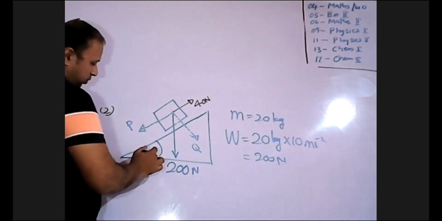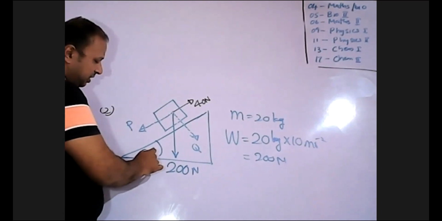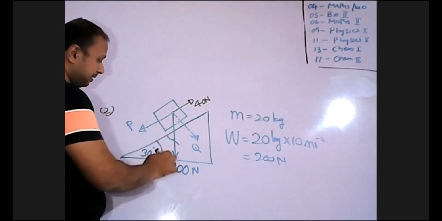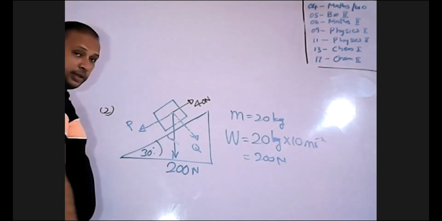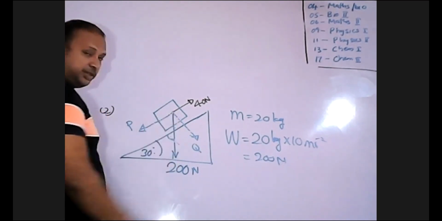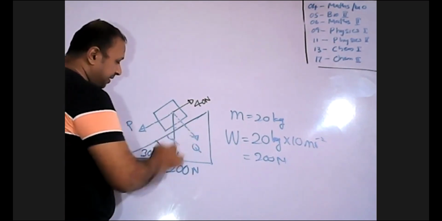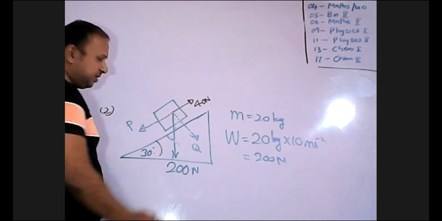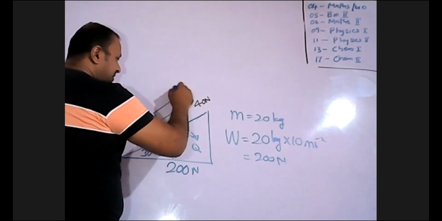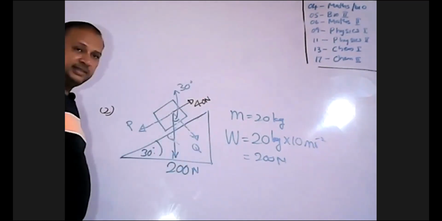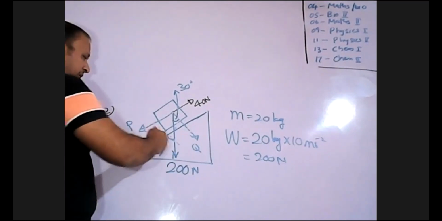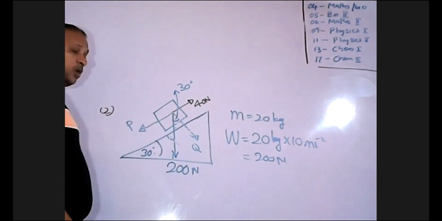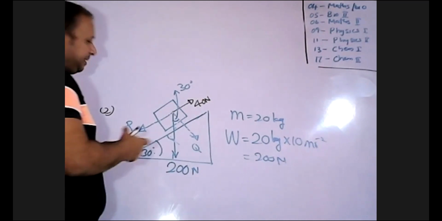So you know this angle is 30. When this angle is 90, that means this is 60. If this is 60, this one is also 60, vertically opposite angles. And this one should be 30. Therefore, this angle is 30. Therefore, Q is equal to 200 cos 30 and P is equal to 200 sin 30.